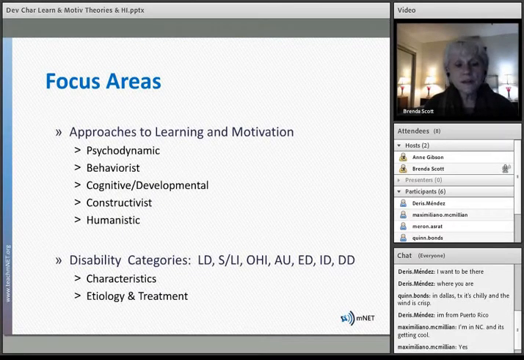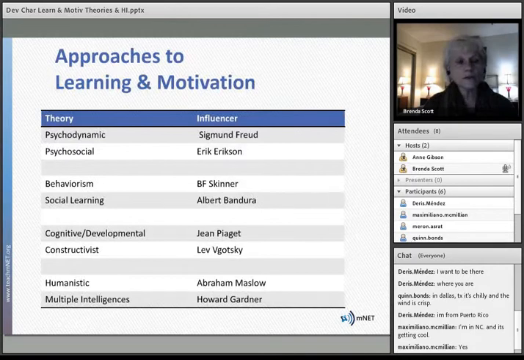Those are the disability categories that we're going to cover. That's shorthand for them. We'll go over what all of those mean, in case you don't know what the shorthand means, a little bit later on when we hit the disability categories. Let's get started real quick with the approaches to learning and motivation.